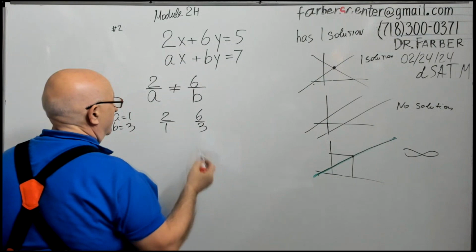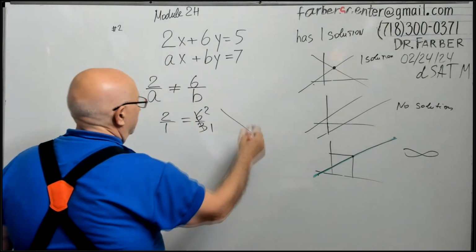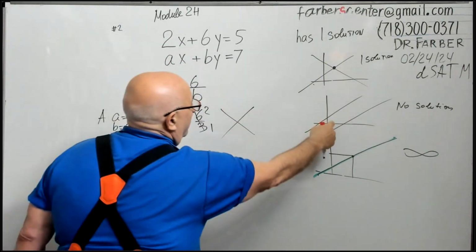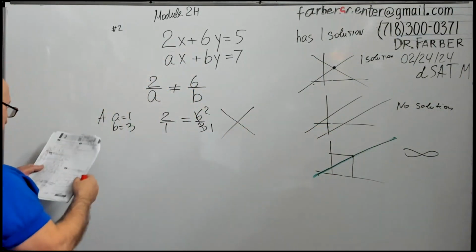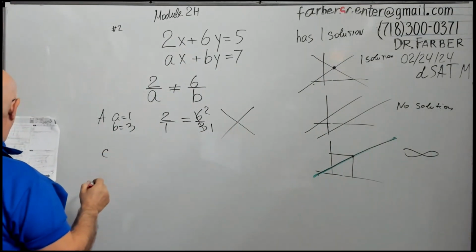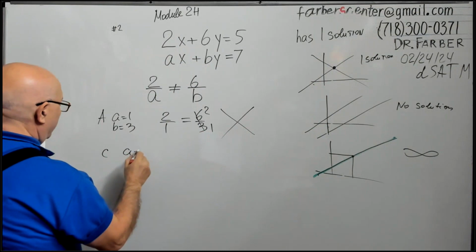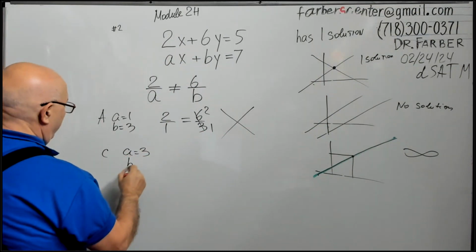Check them. There's also 2 over 1. They equal to each other. Garbage. I got either this case or this case. You can check in the same manner any of this. Let's say C. A equals 3 and B equals 8.